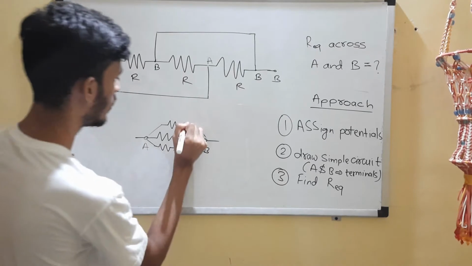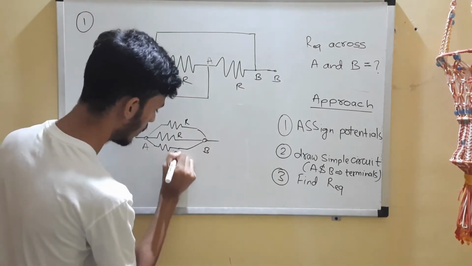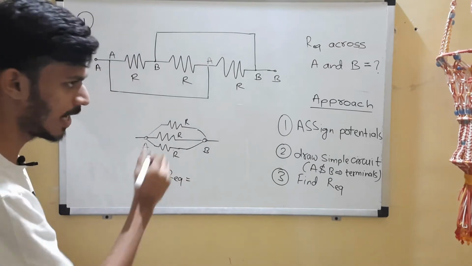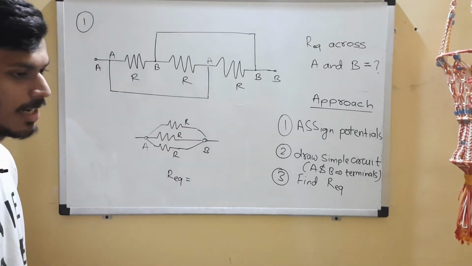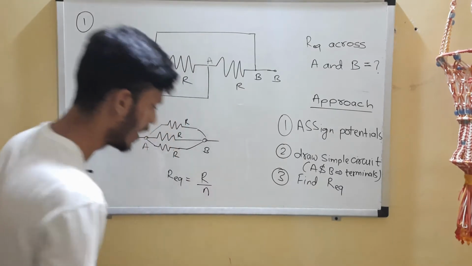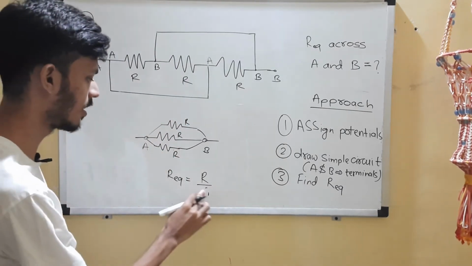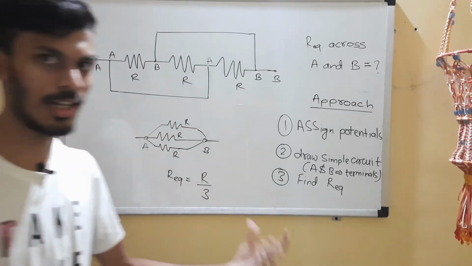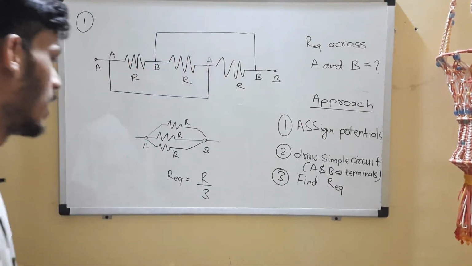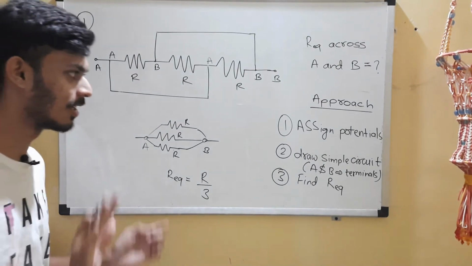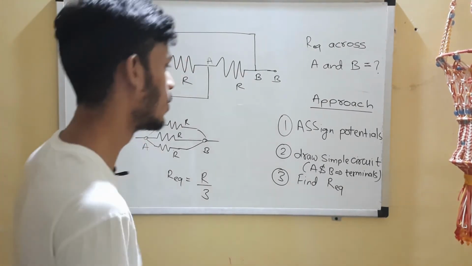And if you see this, all three resistors are in parallel, and the equivalent in this case will be R by N, right? So identical resistances in parallel is given by R by N, where N is the number of resistors, and here it is R by 3. You can also use the reciprocal formula if you want, but this is the answer that you will get. Okay, so I hope the approach is very clear. Let's just go through it once.